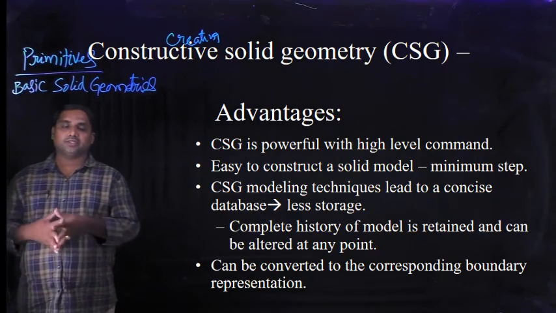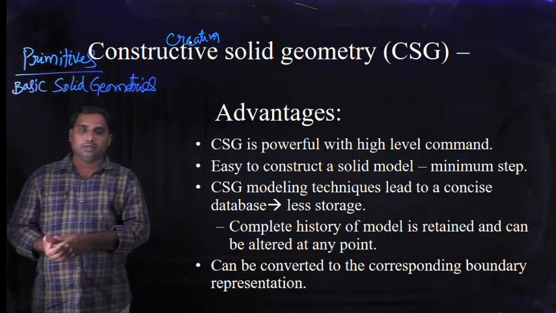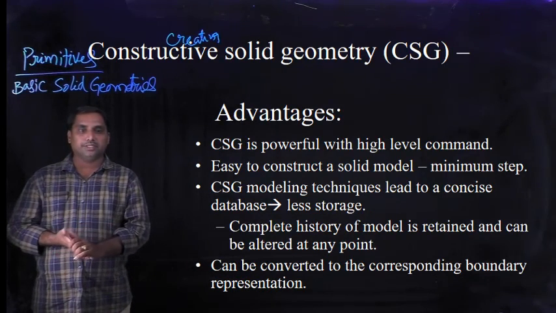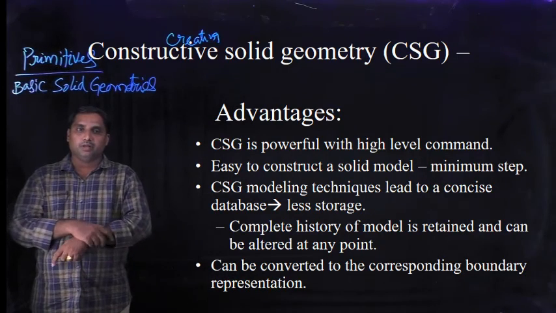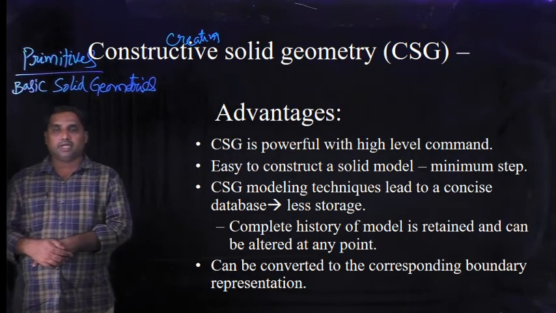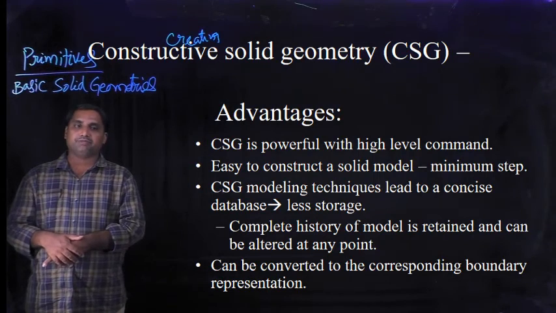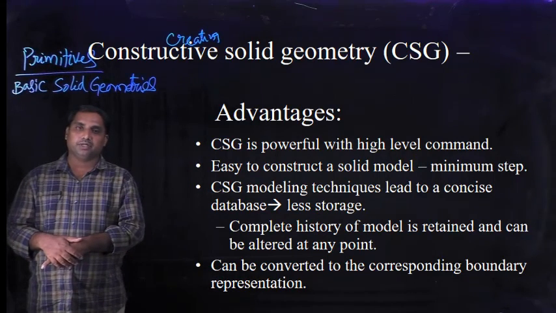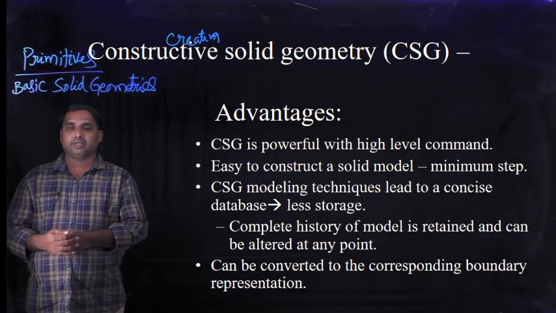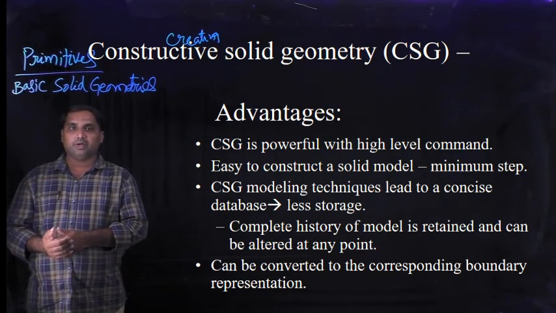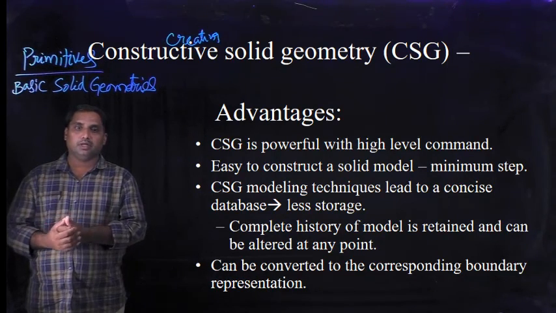What are the advantages of constructive solid geometry? Using constructive solid geometry, the following advantages are there. One is that powerful high-level commands are present in the software. By using this, we can save time and directly get the objects. There is also a disadvantage: it requires more computational power, that means calculations require more, and for that we require high-end computers. That is the major disadvantage.